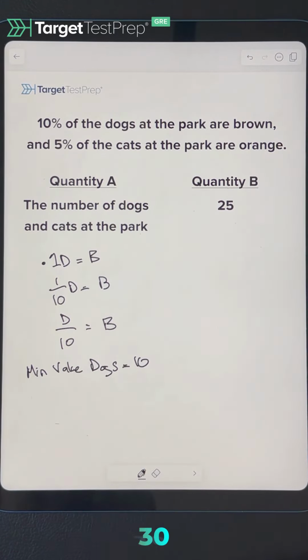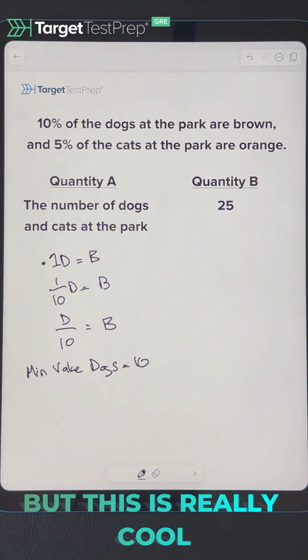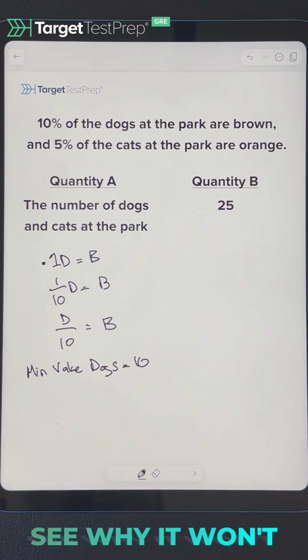Now, could it be 20, 30, 40? It could, but this is really cool, and you're going to see why it won't necessarily matter.